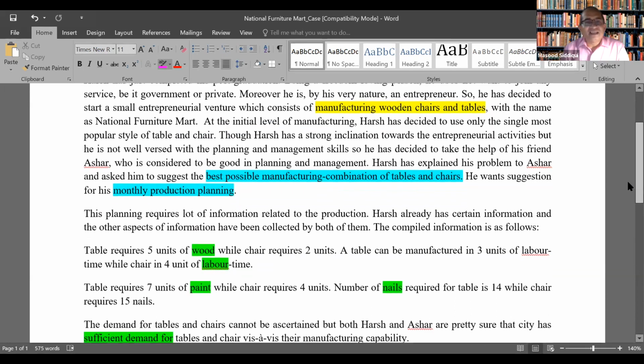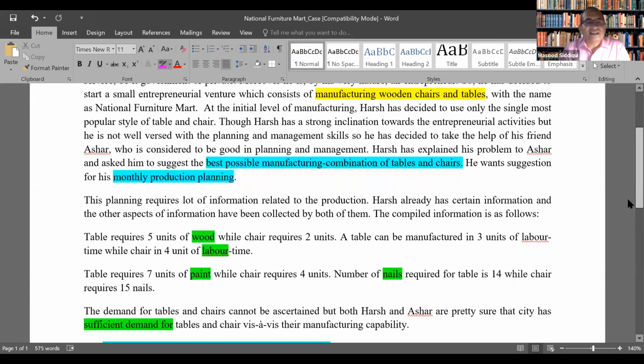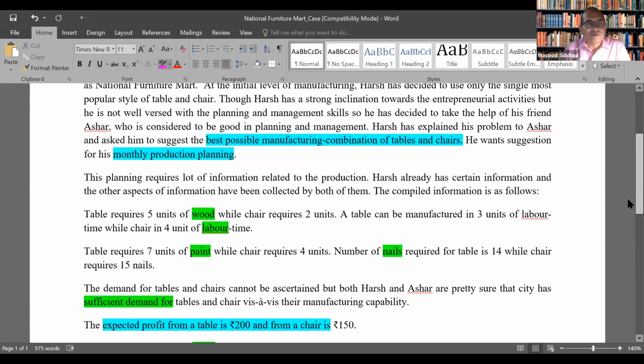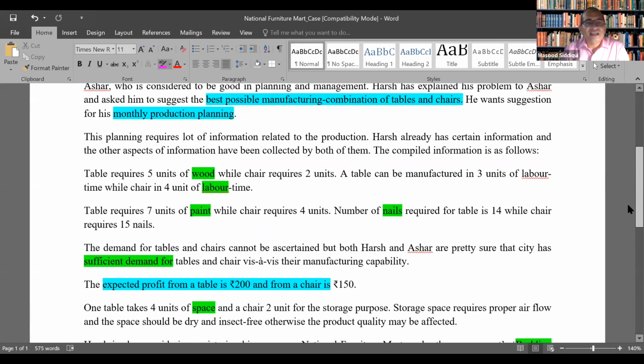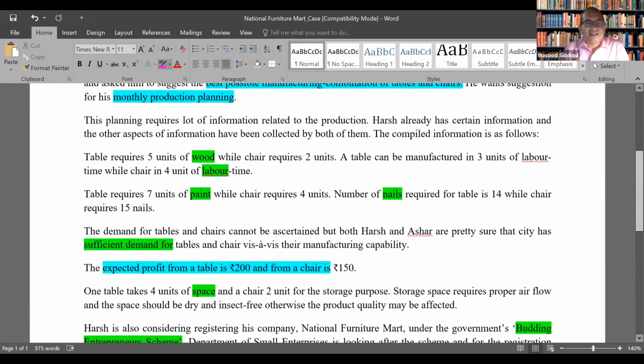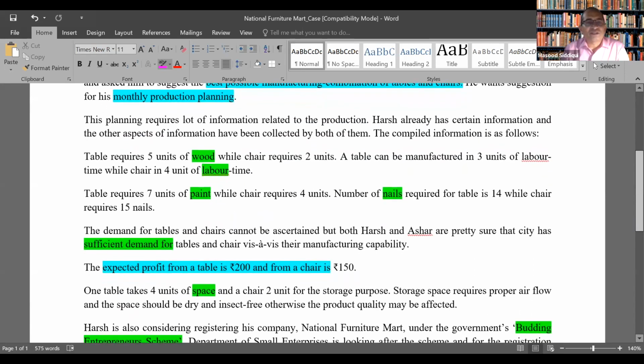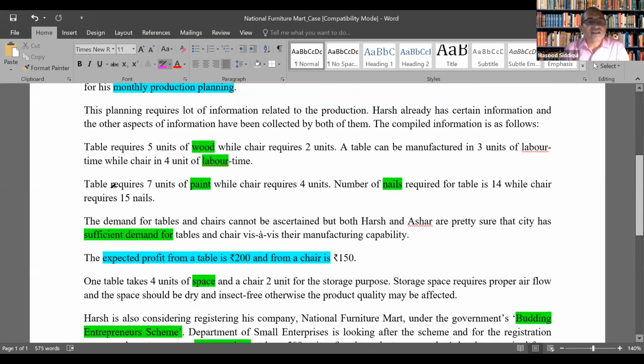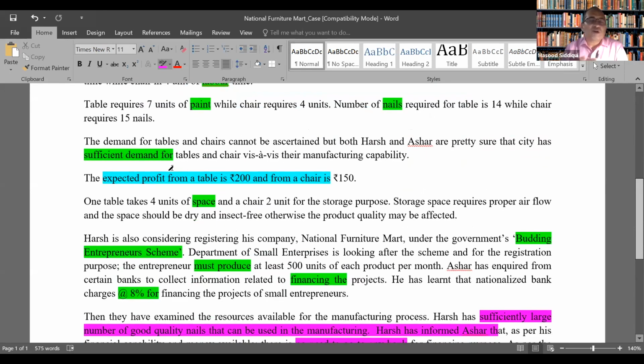Then there are some resources that are to be utilized. These resources are wood, labor, paint, nails, demand, and then we have space. And then we have financing of the project. And there is one more thing that is related to the profit. Profit is not behaving like the resources. It is giving the motivation for entrepreneurship, or motivation for solving the problem. So it can be termed as the objective.